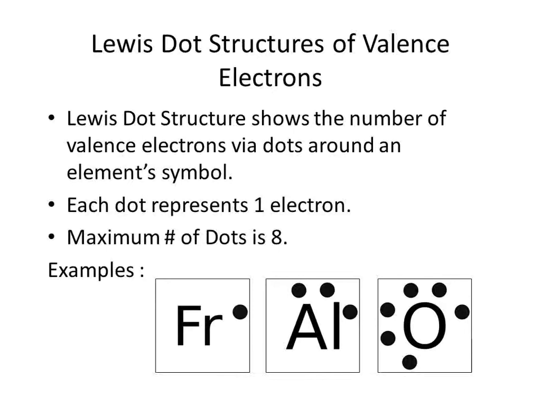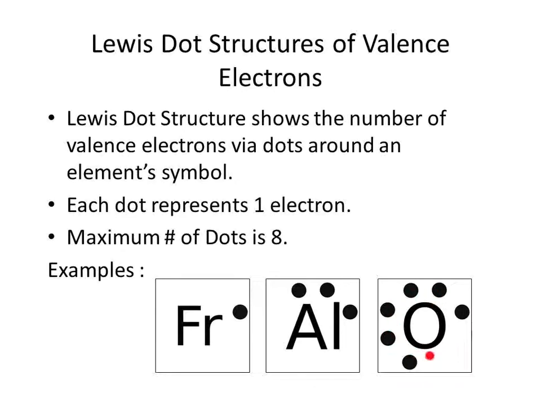Example 1 is francium. Francium is an alkali metal, and therefore it would only have 1 valence electron. It's represented by 1 dot. Aluminum is in group 13, so remember the rule is if it's more than 10, you subtract 10 from the number, so group 13 becomes 3, and it has 3 valence electrons. Oxygen is in group 16, so it has 6 valence electrons.